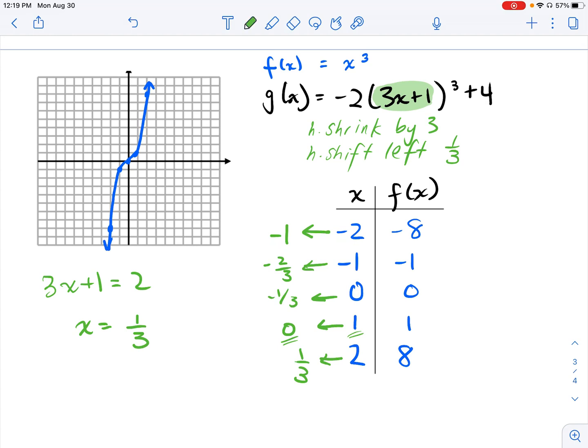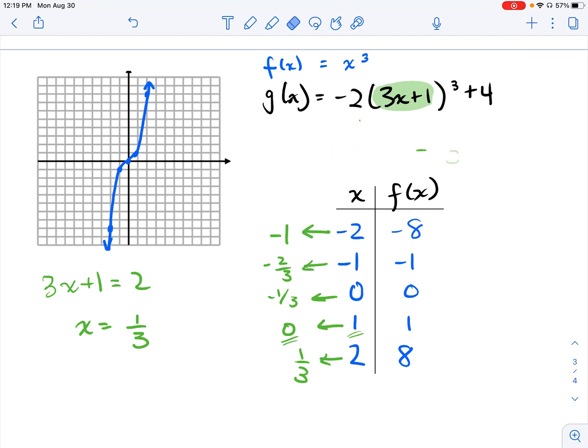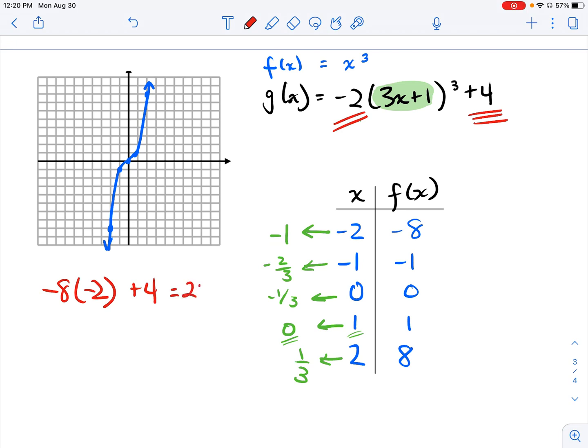Now, what about for the y's or the f of x's? Well, this is actually more straightforward. We don't need to set our y values equal to our argument. We can just apply the transformation directly. So what's going on here? We're going to multiply by -2, and then we're going to add 4. Okay? So let's do this. -8 times -2, and then add 4. That's just going to give me 16 plus 4, that's 20. So this -8 now moves to +20.